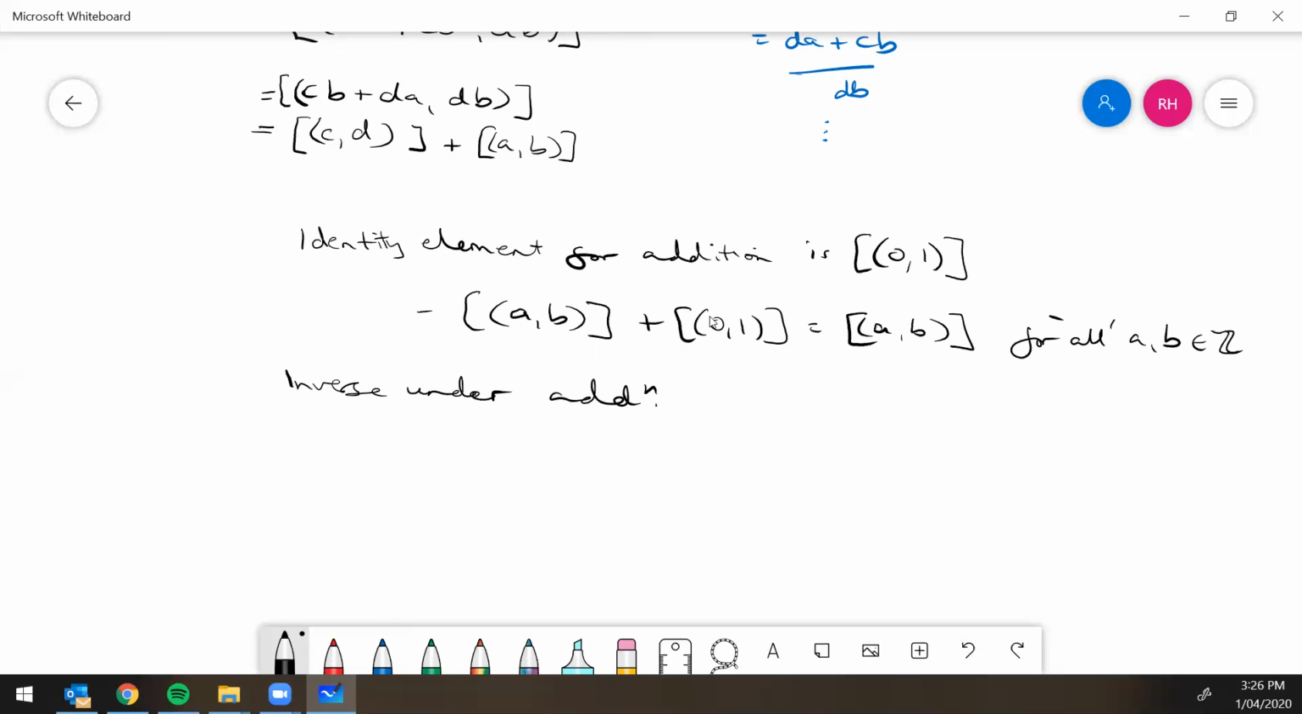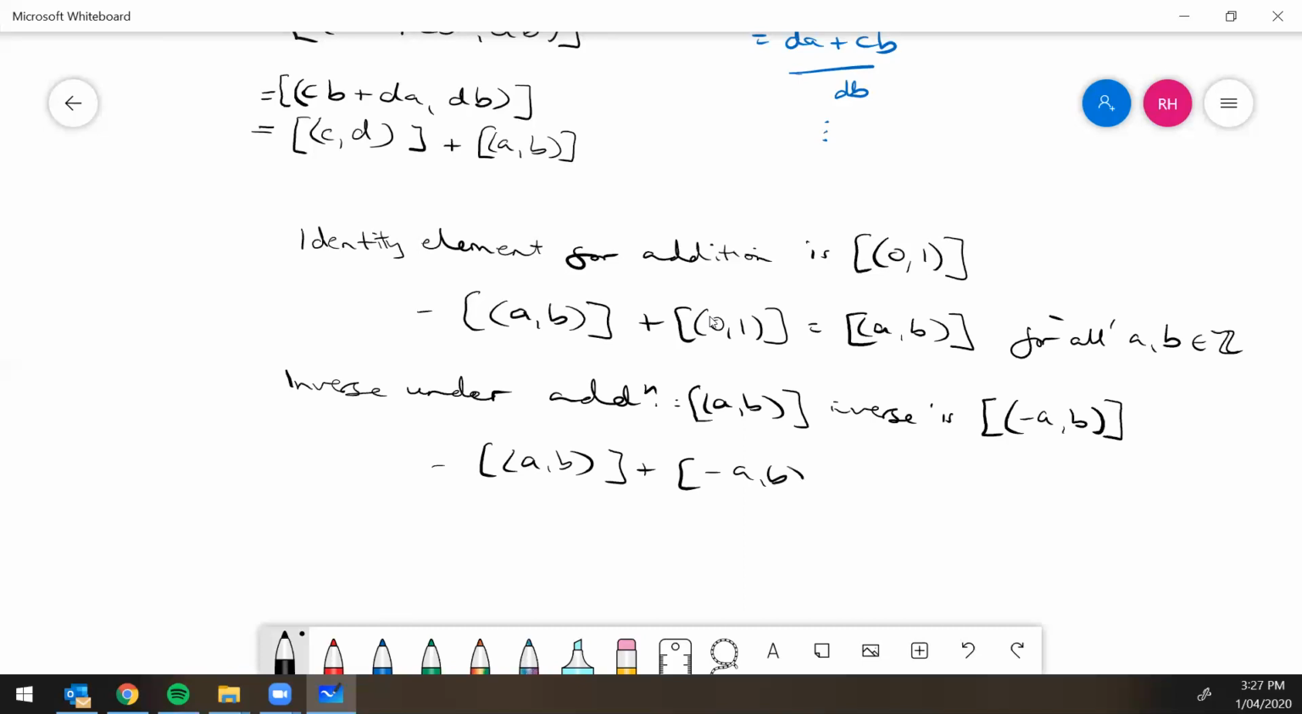So, A on B inverse is, I suppose, negative A on B. When you add these two together, you'll get, so let's do that, A on B plus negative A on B equals 0, 1.